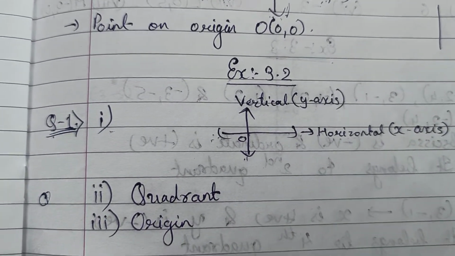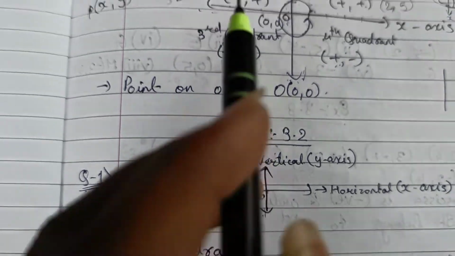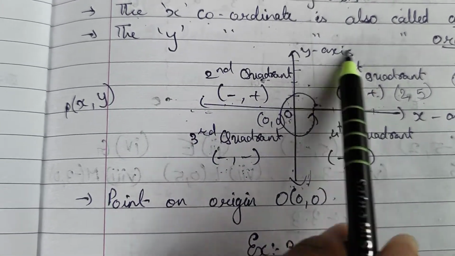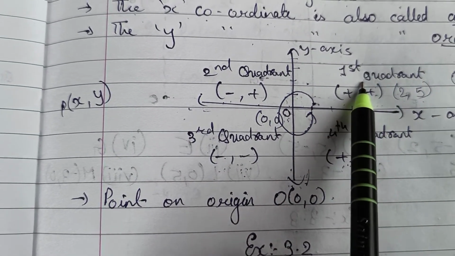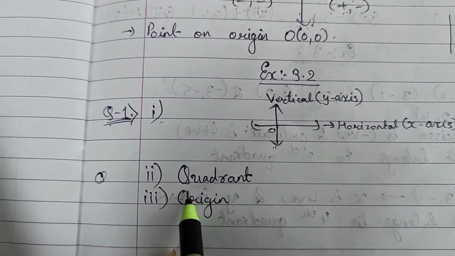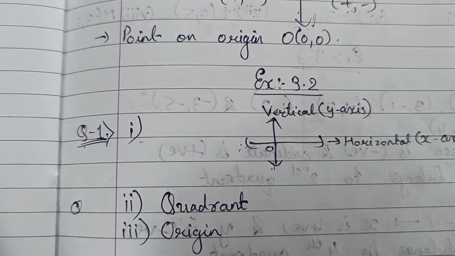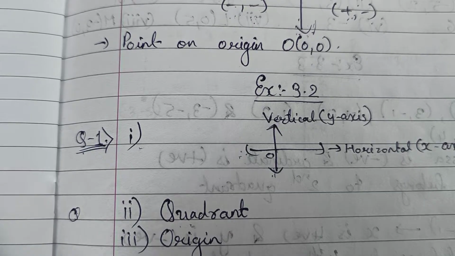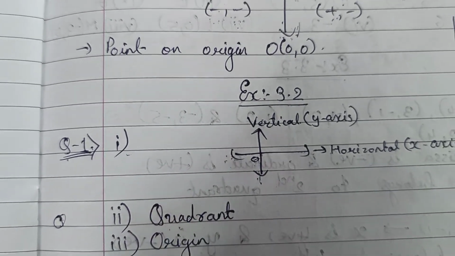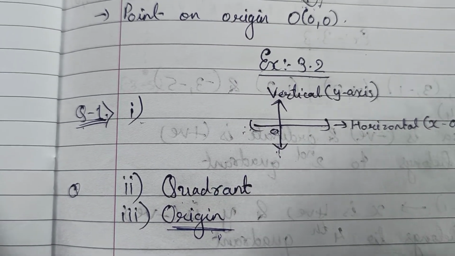Then question number 2, what is the name of each part of the plane formed by these two lines? See, this is your plane and the name of each part is quadrant. This is your first quadrant, second quadrant, third and fourth. So the name of each part of this plane formed by two lines is quadrant. Third question, write the name of the point where these two lines intersect. Where these two lines are intersecting, that is your origin always. So the name of the point where these two lines are intersecting is origin.